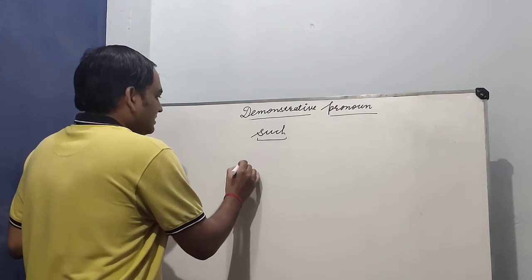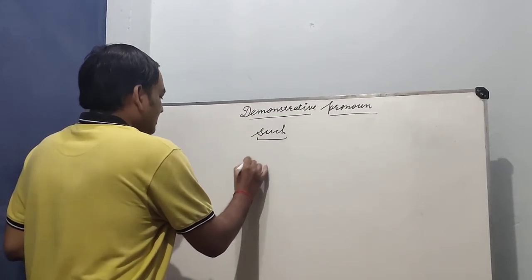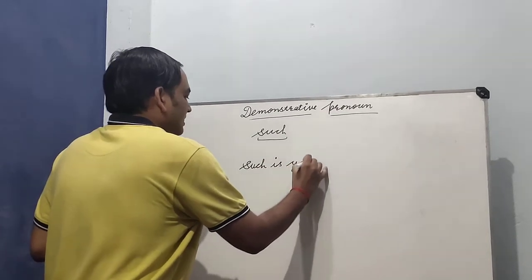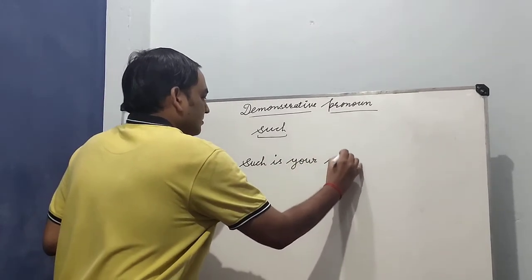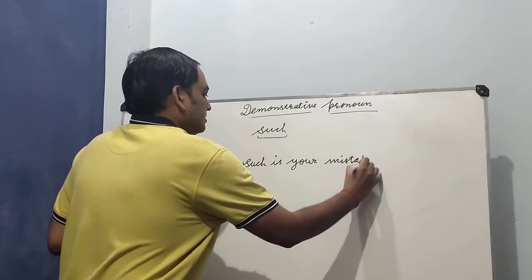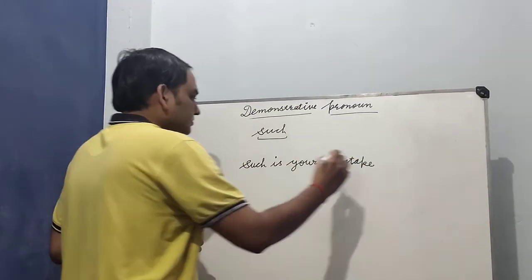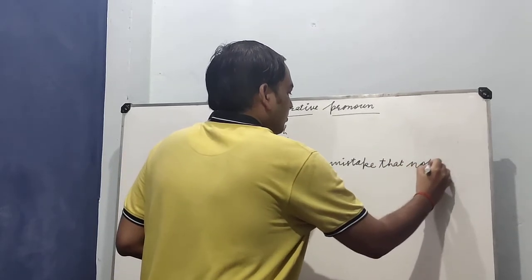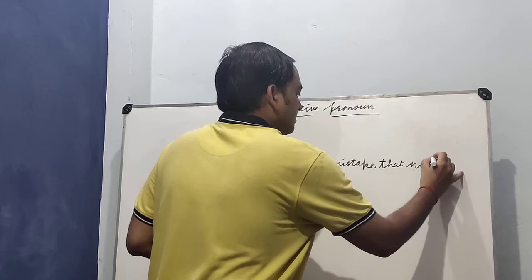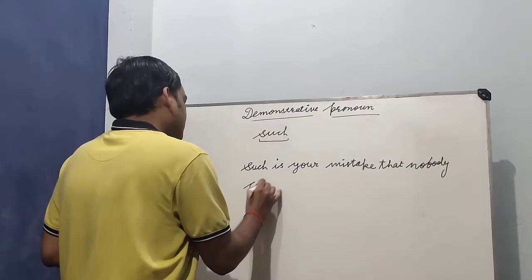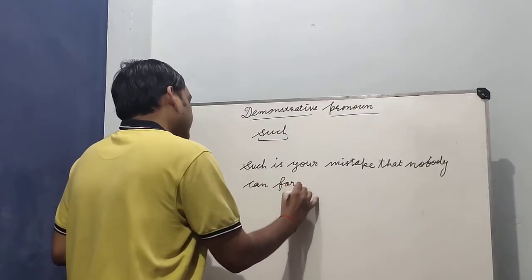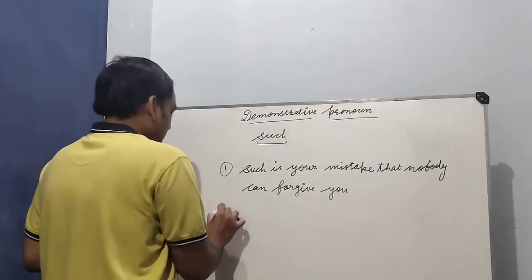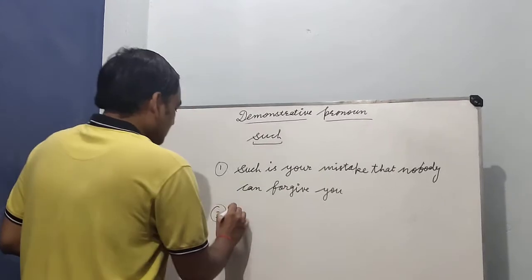One sentence is, such is your mistake that nobody can forgive you. Okay, this is one sentence and I am writing another sentence here.